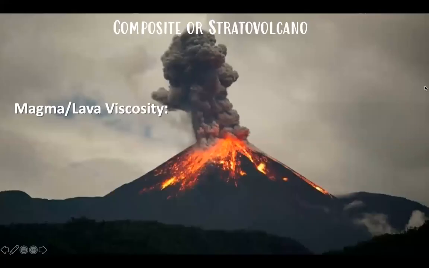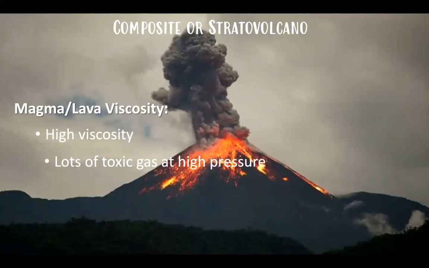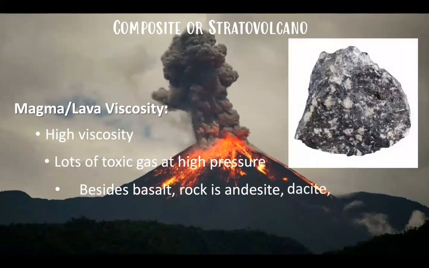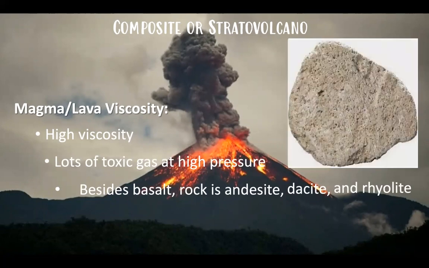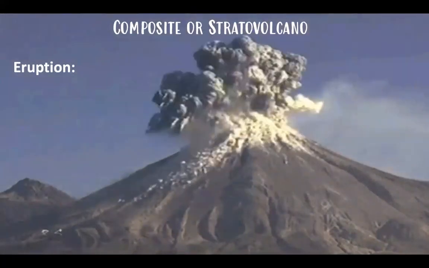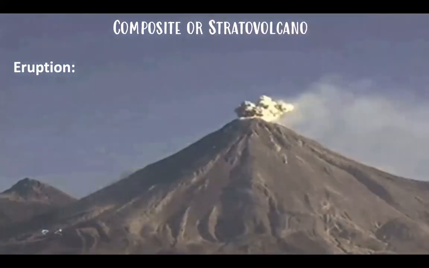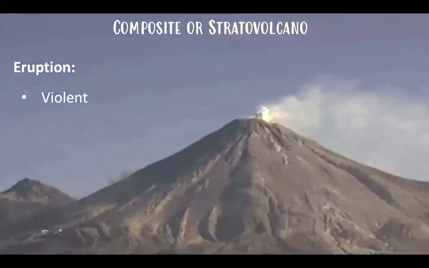The magma of a composite or stratovolcano is going to be very high viscosity, which is what makes it so explosive, and it has lots and lots of toxic gas under pressure. And besides basalt rock, there are these other kinds: andesite, dacite, and rhyolite. All right, the eruption. I could watch that all day. It's so cool. So yes, the eruption is violent.